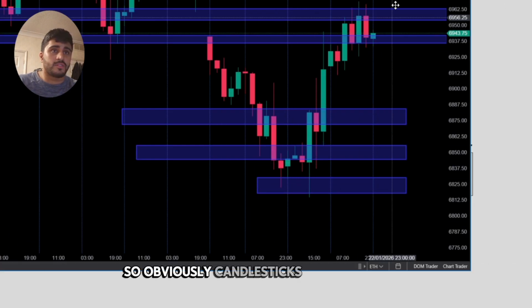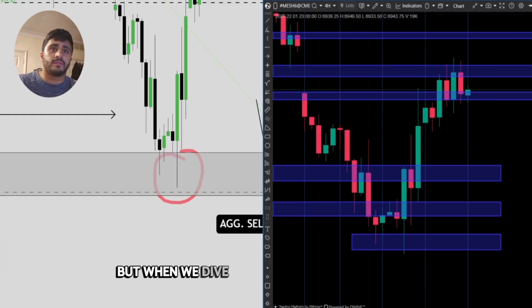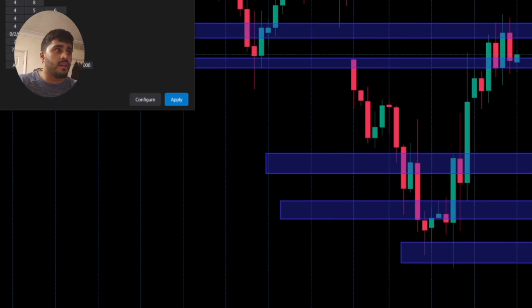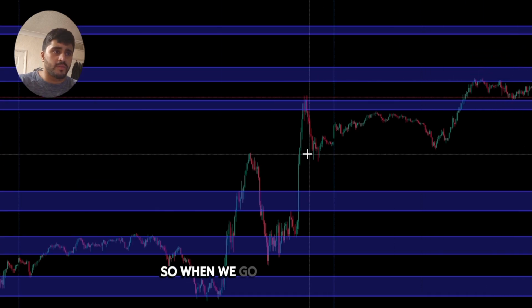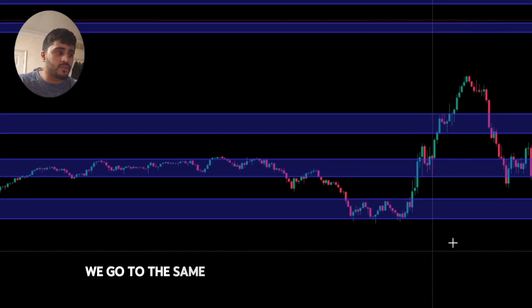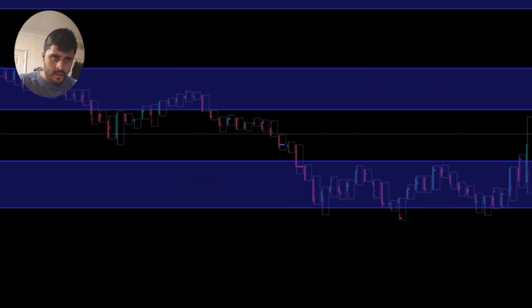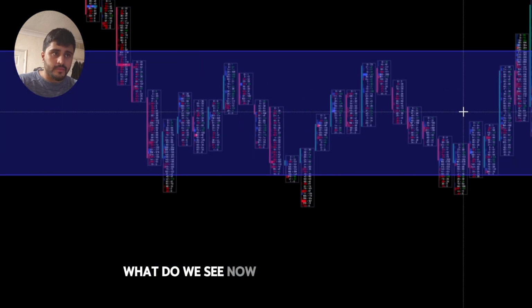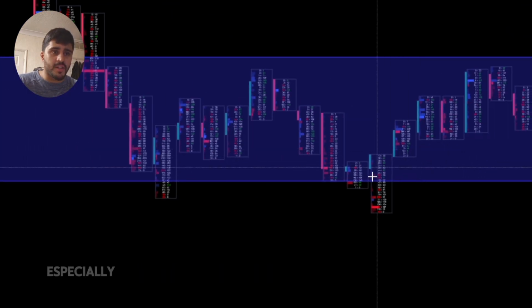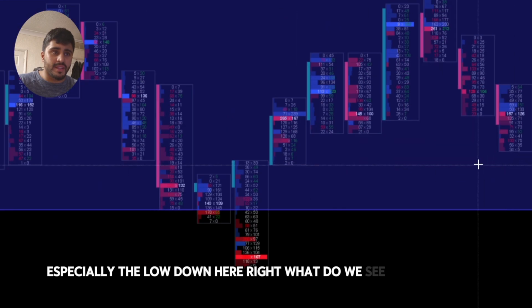So obviously candlesticks don't tell you much, but when we dive into it specifically, let's go to a 5-minute chart. When we go to the 5-minute chart, we go to the same sort of area, that same 4-hour low, right? What do we see? Now, what we can see here again, especially the low down here, what do we see that validates this?